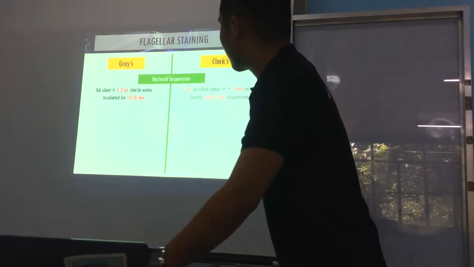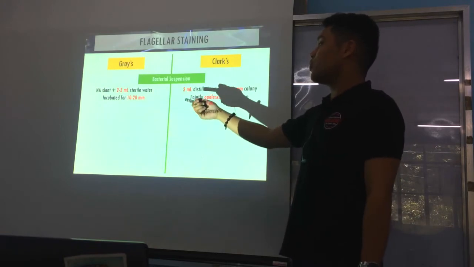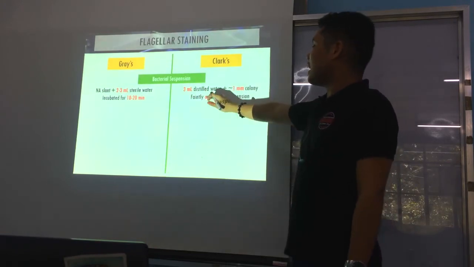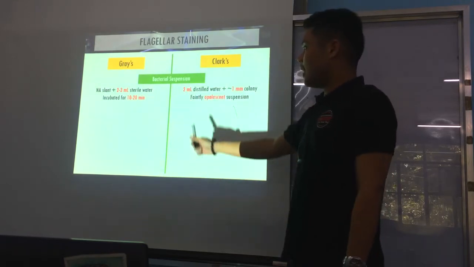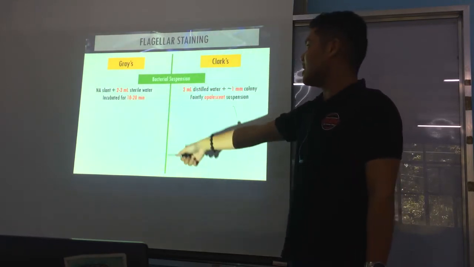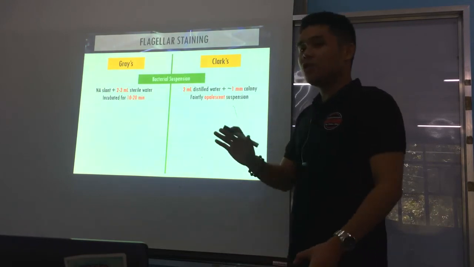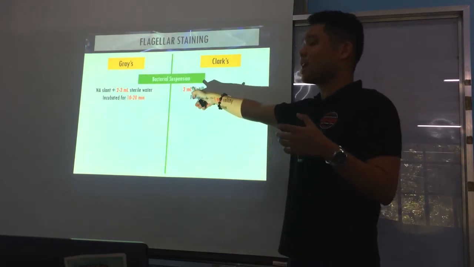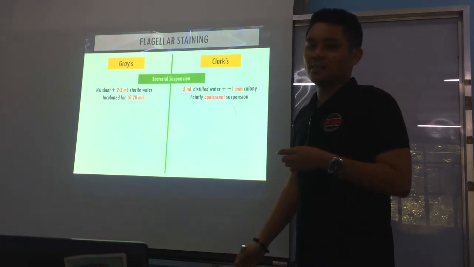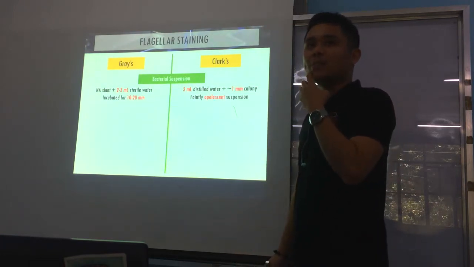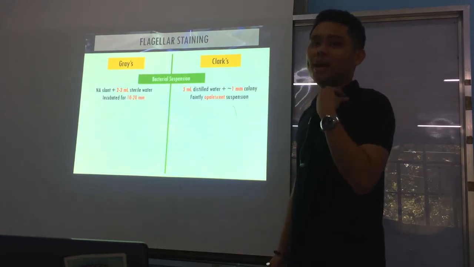For the bacterial suspension, Gray's uses a nutrient agar culture plus 2 to 3 ml of sterile water, just distilled water, 3 ml, without any sludge, and it is incubated for 10 to 20 minutes. For Clark's, the suspension is created from the addition of 3 ml distilled water and 1 milliliter of colony, which gives a faintly opalescent suspension. So it is a bit opalescent, not clear.